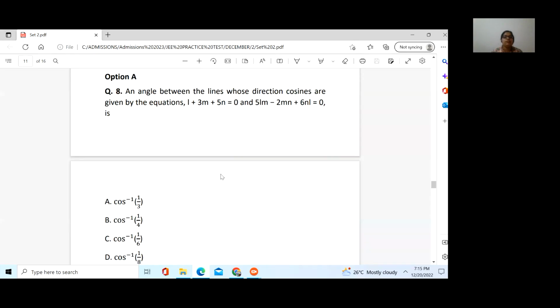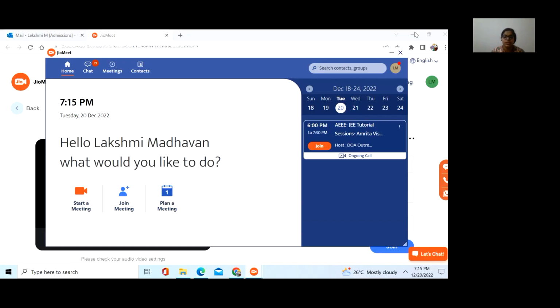Once you need to find out the angles, you need to have the values for all of the terms l, m and n. So what you should initially focus on is to find out these values. What are the values of l, m and n? Angle between the lines whose direction cosines are given by two equations. Think on how you are going to solve this question.